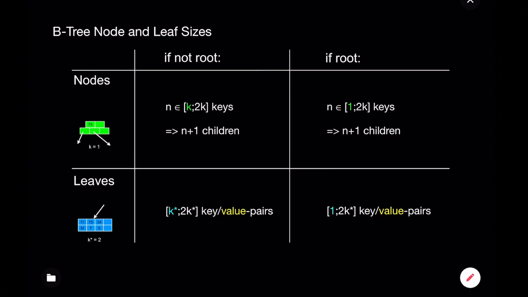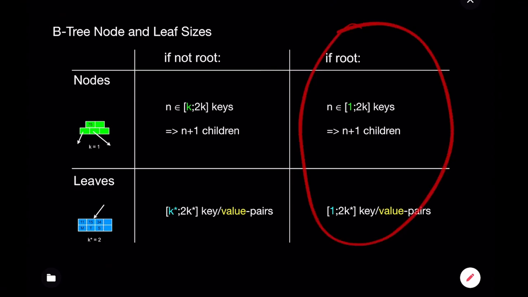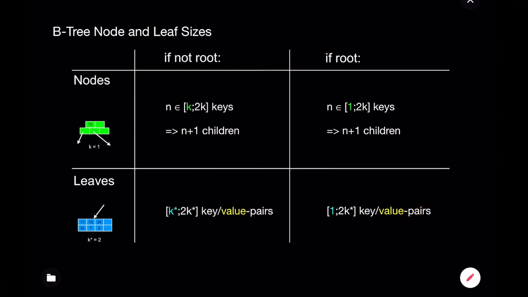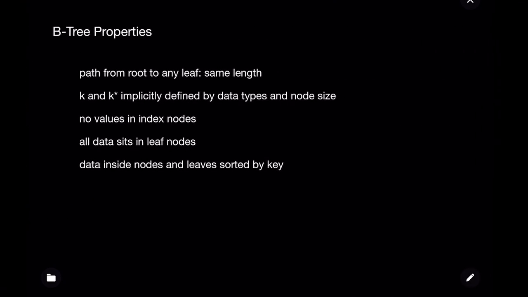Yeah, if a node or leaf is a root, that's this part of the table, then there's no such constraint anyway. You may have a node that only has a single key as an entry, or you may have a leaf that has only a single key value pair as an entry. In particular, assume you build a B-tree for a relation that only contains a single tuple. Then the tree is equal to one single leaf, of course, and that leaf contains that key value pair as its entry.